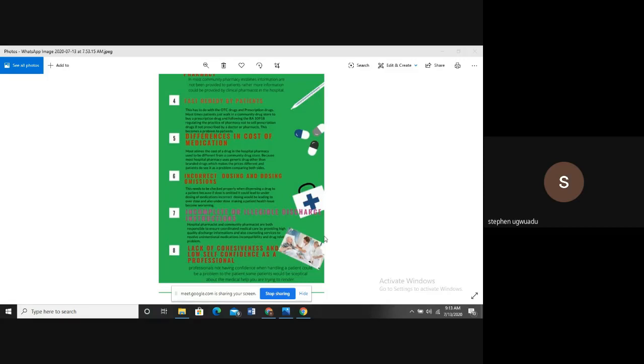Now, the solutions that a pharmacist or professionals could actually undergo in order to correct these challenges or these problems, so that they do not keep reoccurring.